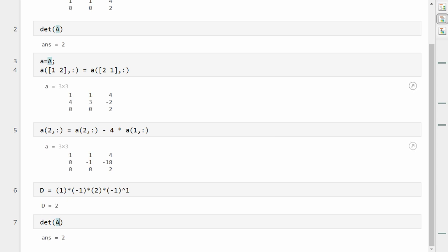So that's the key: I can row reduce, take the product of the main diagonal entries, and then figure out the sign by remembering how many row swaps I had to do. Here I had to do 1. If I do an even number of row swaps, it won't change the sign. This term will be a positive 1. And if I have an odd number of row swaps, then this term will be a negative 1. Okay? So that's the process for finding a determinant.